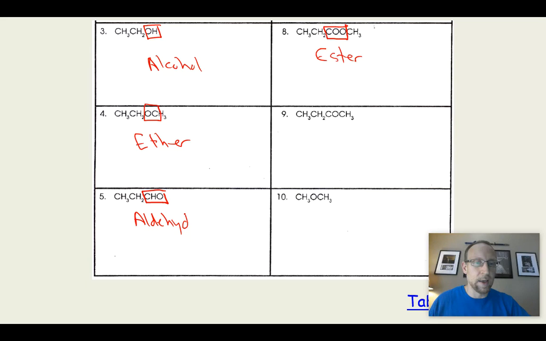Number 9, here's another C-double-O-C, so that's another ketone. And then number 10, there's your OC, so that's another ether. Okay, so that's all I wanted you to do on this worksheet. Don't tell me the specific name, just the class that they belong to.